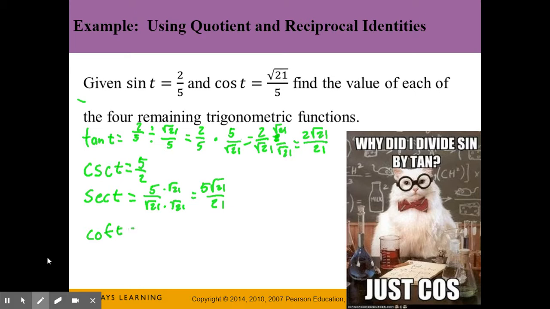Cotangent of t. I'm just going to take what I got for tangent and flip that. So 21 over 2 root 21. I will need to rationalize that by multiplying by root 21, and you end up with 21 root 21 over 42. That you can then simplify, taking a 21 out, and you get root 21 over 2. Okay, so if you know sine and cosine, you can get the other 4 just by doing what you know.